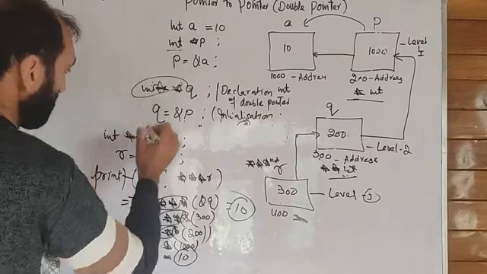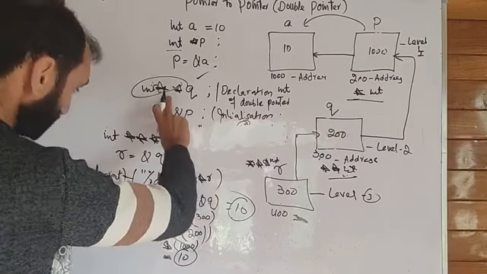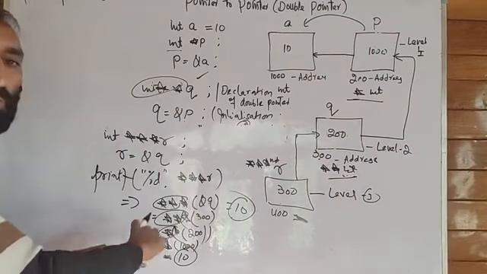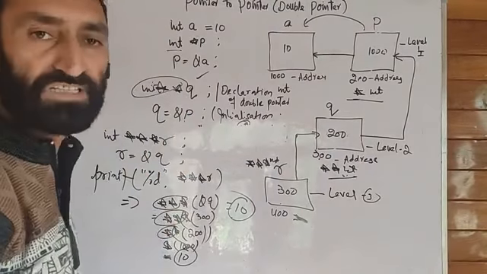This is the declaration of a two level double pointer, this is the declaration of a 3 level pointer, this is a 4 level pointer. This can be initialized like this.